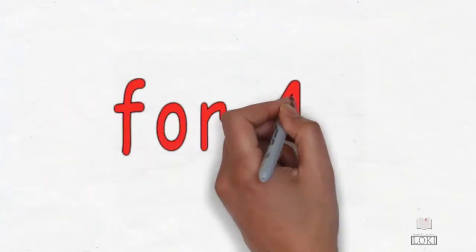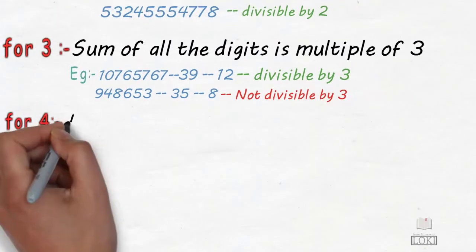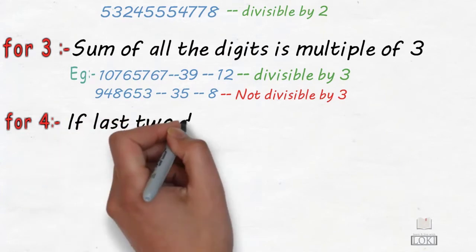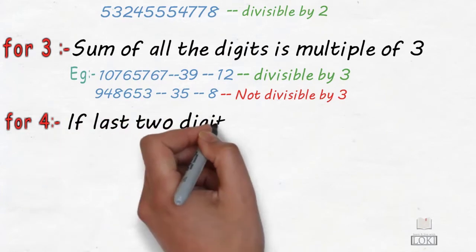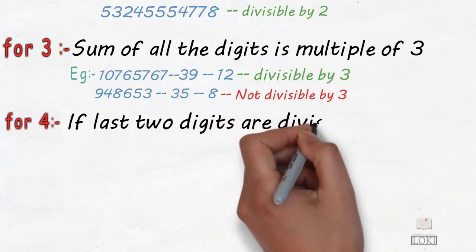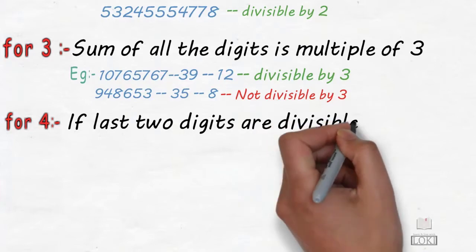Now let's see the divisibility rule for 4. For 4, the rule is that a number is divisible by 4 if its last 2 digits are divisible by 4. We don't need to look at the whole number. We just need to look at the last 2 digits, no matter how big the number is.